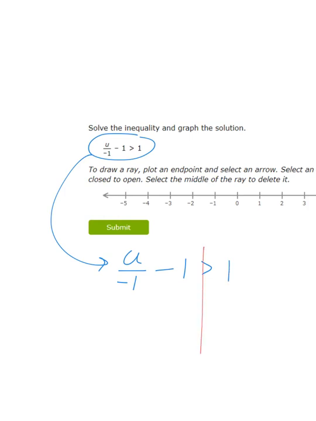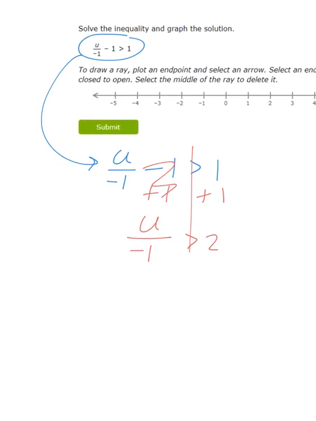Draw my line for the inequality. You'll add 1 to both sides. So I get U divided by -1 is greater than 2. Okay, and now take a look at this, right? Just like we've talked about this week, I have to multiply both sides by -1. And so when I multiply both sides by a negative like this, that's where I got to circle the inequality and drop an arrow down.